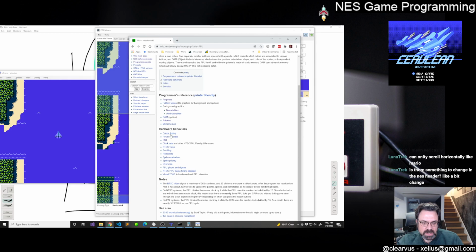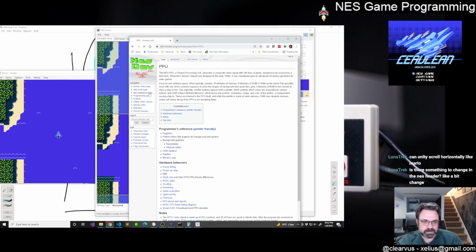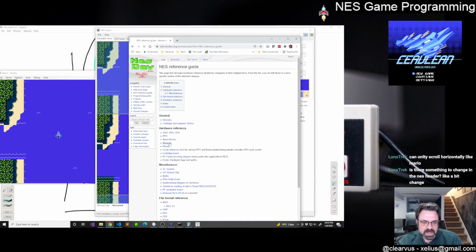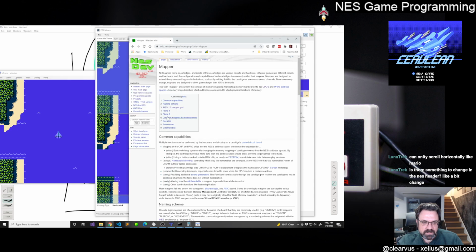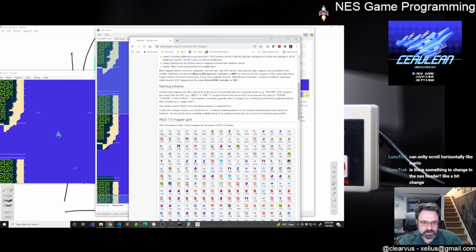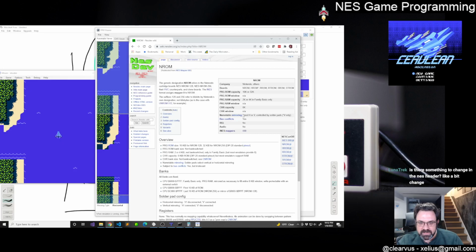So in the mapper, for mapper 0, you have either fixed horizontal or fixed vertical, and they make a note of the fact that it's controlled by a solder pad on an actual board.